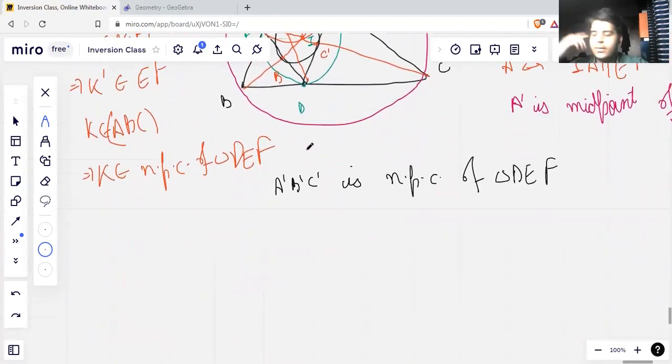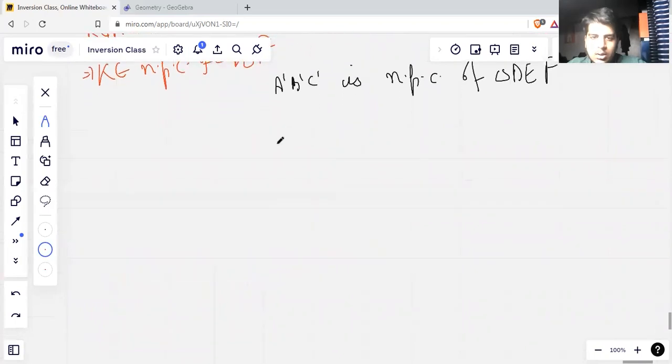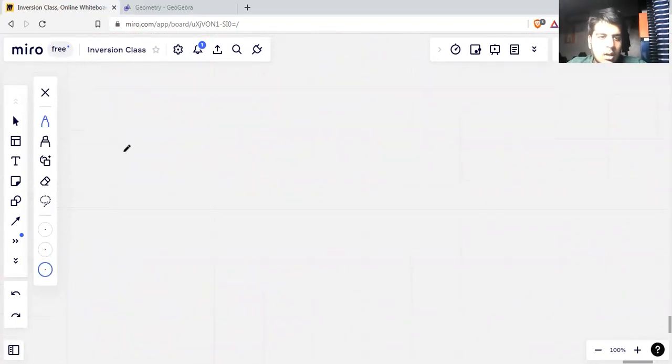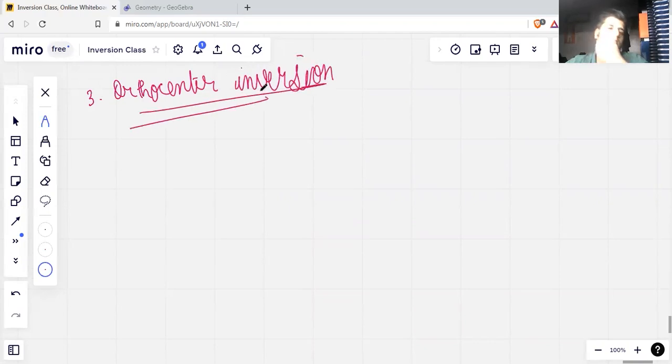Sometimes the incircle is nice. Okay, the last type of inversion is orthocenter inversion. Okay, how to think about this? What's orthocenter inversion? It's basically a different kind of inversion, you know. Let's see.